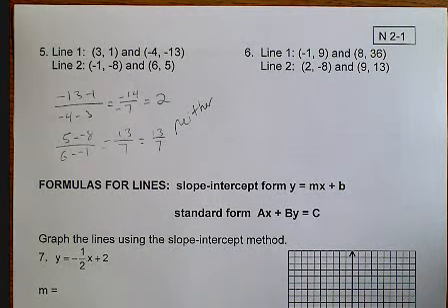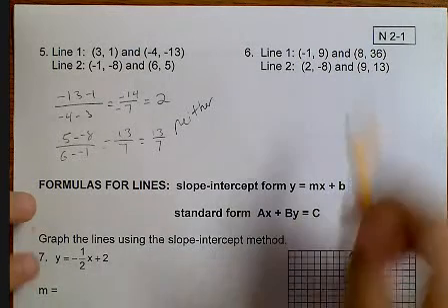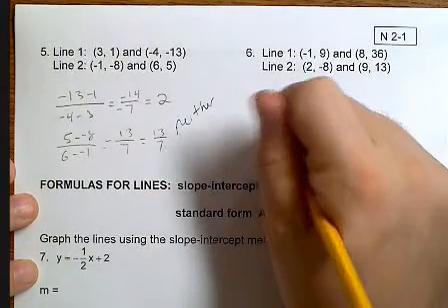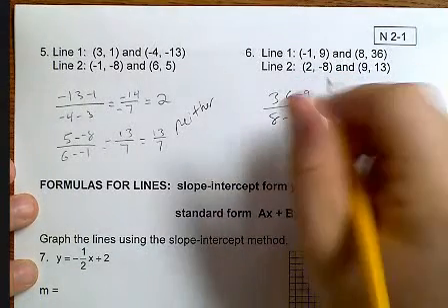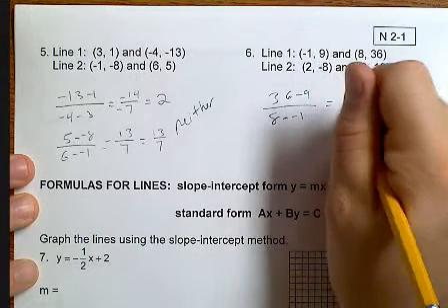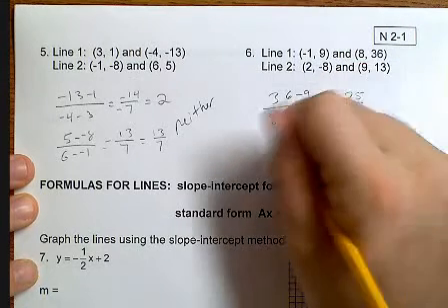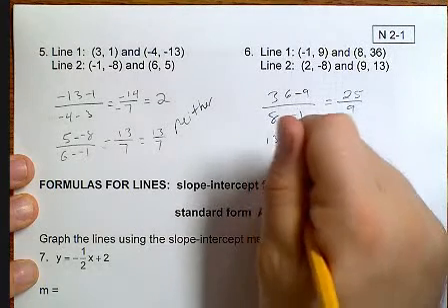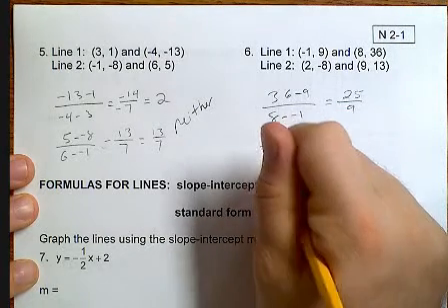So let's look at example number 6 and see if they gave us some parallel lines here. 36 minus 9 over 8 minus negative 1. Well, 36 minus 9 would be 25 over 9. And then 13 minus negative 8 over 9 minus 2.